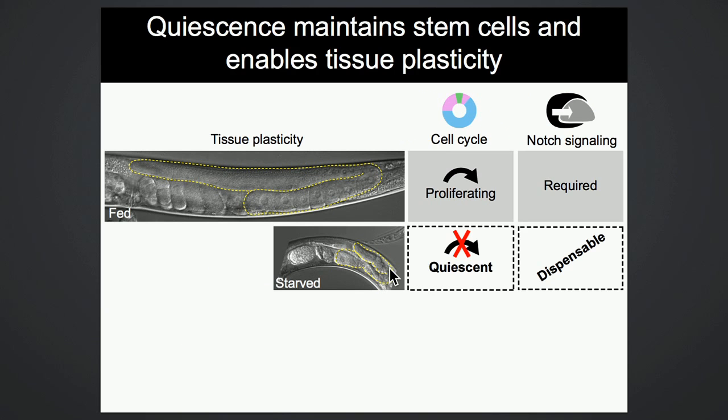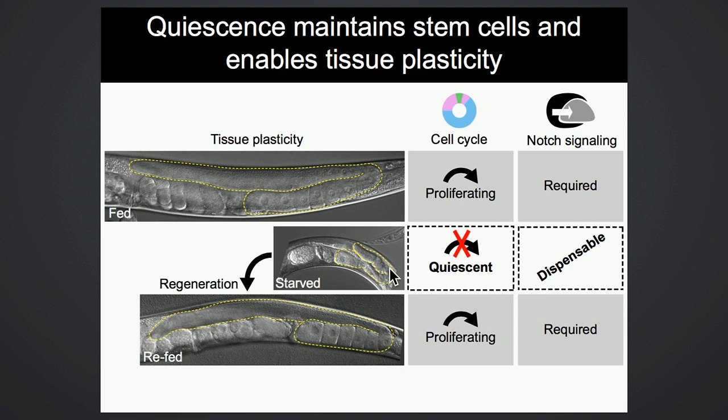So to conclude, I've shown you that there's a dramatic tissue plasticity in the germline tissue of C. elegans mediated by changes in the cell cycle of germline stem cells. These cells become quiescent under starved conditions. That quiescence removes the requirement for Notch signaling, and if we refeed these animals, the germline will regrow, the cells will begin dividing again, and the requirement for Notch signaling resumes, which is data I didn't show you.